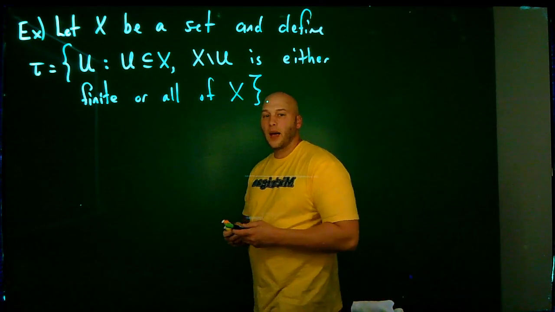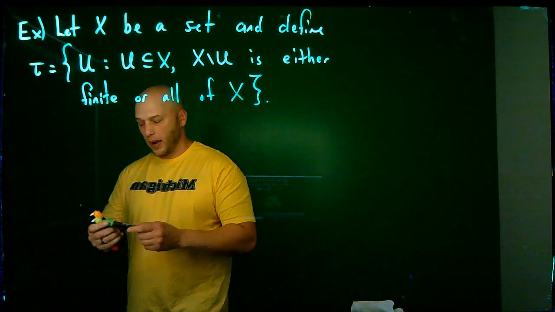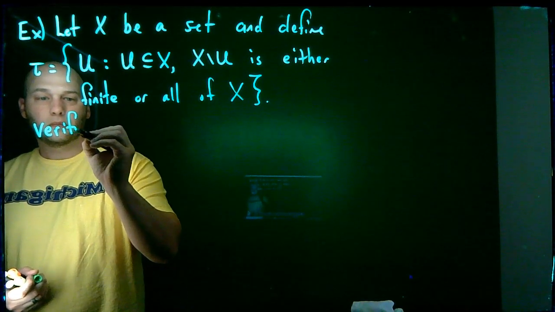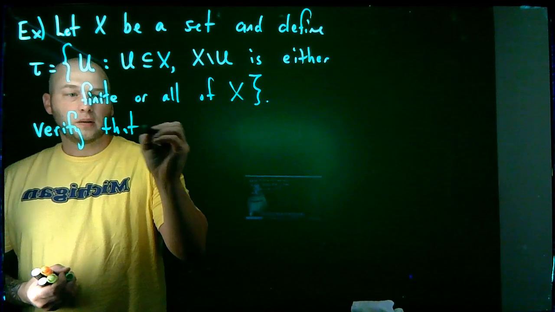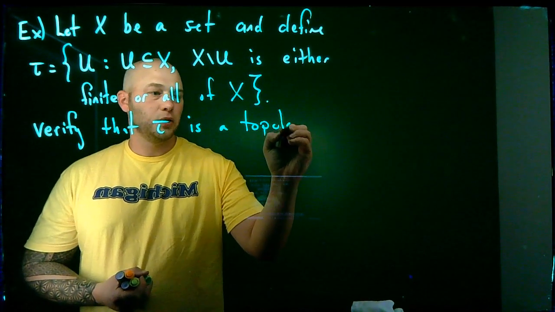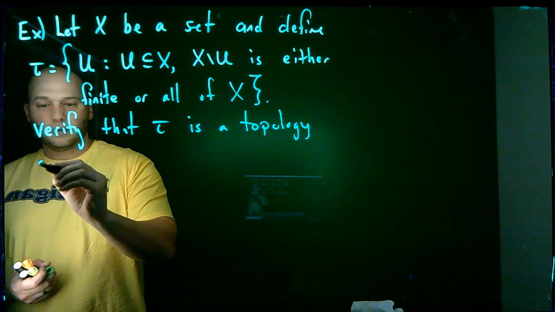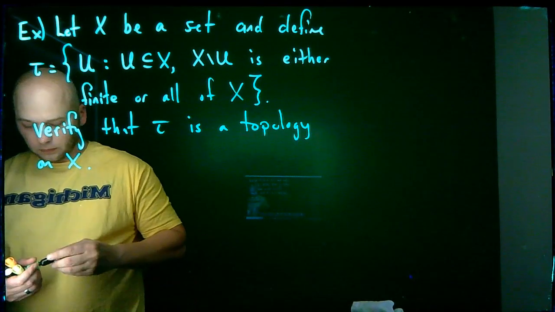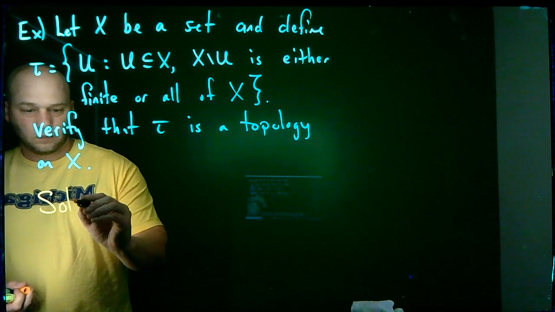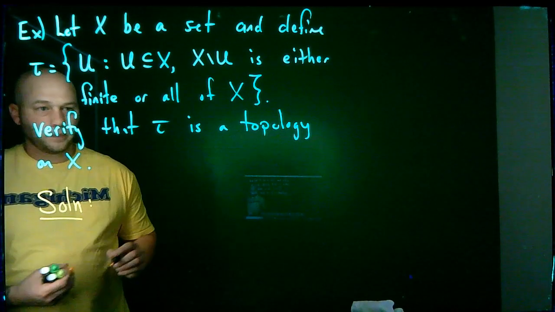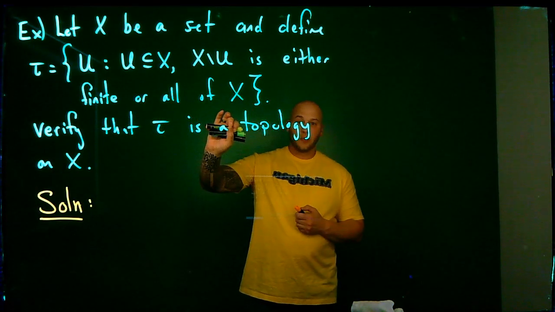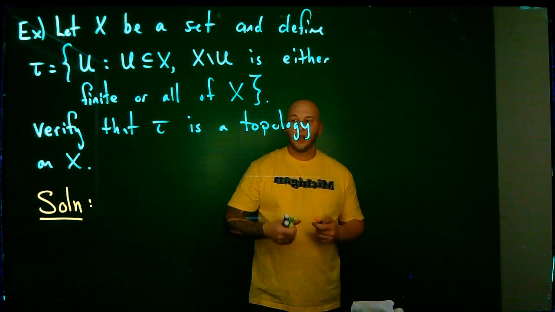Let's take a look at verifying that this is a topology. So verify that tau is a topology on X. By the way, this is going to be a topology, I'm going to verify in the following solution.